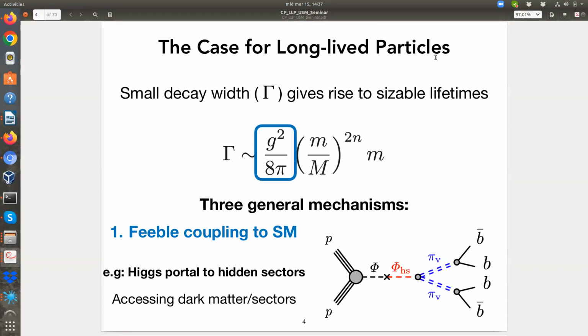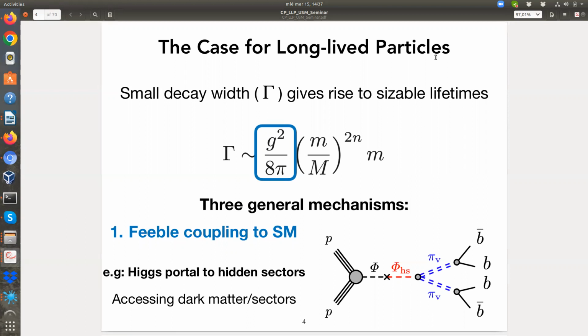There is a possibility for new theories in which the Higgs, so let's say phi is the standard model Higgs, couples feebly to a dark sector Higgs, which is this phi, the red one, HS is hidden sector. And at the bottom of the spectrum of the dark sector, there are these dark pions. The only way for these ones to decay back to the standard model is again through the Higgs. So they decay back through a pair of B quarks.